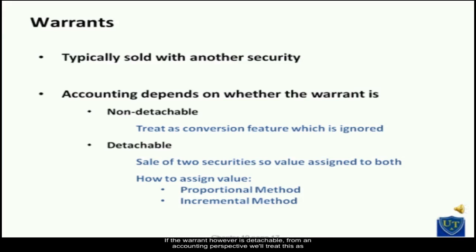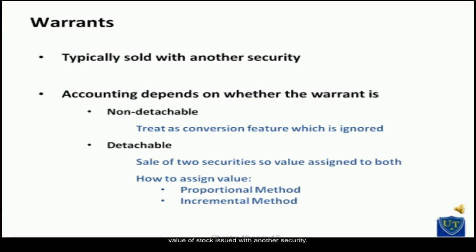If the warrant, however, is detachable, from an accounting perspective, we'll treat this as a sale of 2 securities and we'll need to assign value to both. The accounting methods to do that are the proportional or incremental method. These are the same methods that we talked about in Chapter 15 when we discussed allocating the value of stock issued with another security.